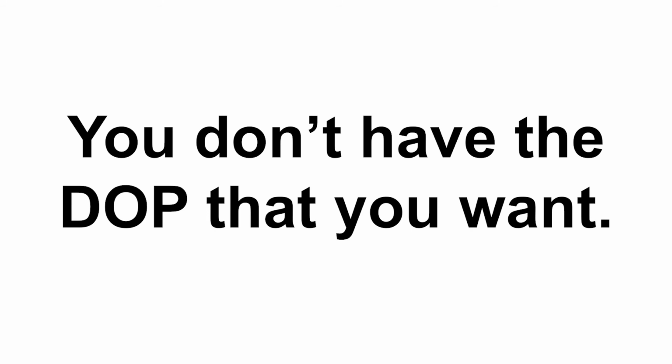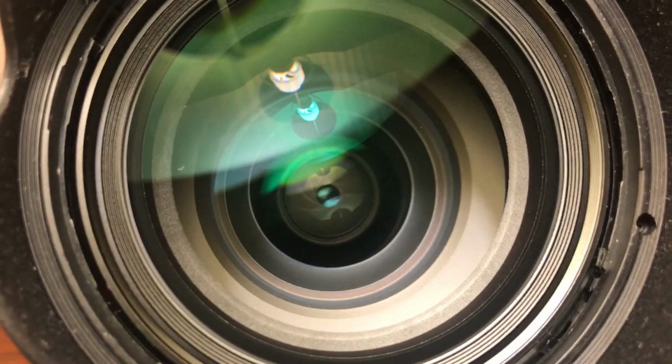Now let's look at some common problems you may run into. Problem number 1. You don't have the depth of field that you want. You may run into a little trouble of not getting the shallow depth of field or a blurry background, or maybe your photo is too blurry and you don't want that. The cause of your issue here is that the aperture you're using is either too small or too big.